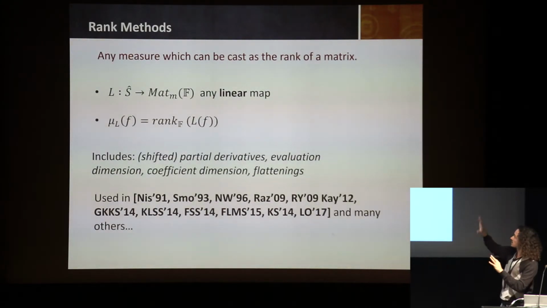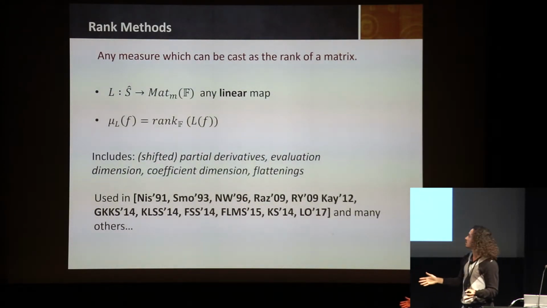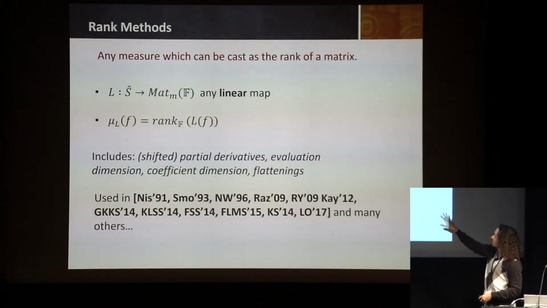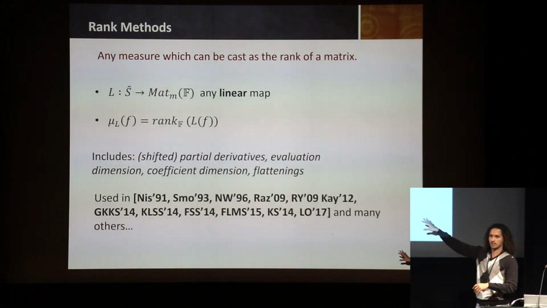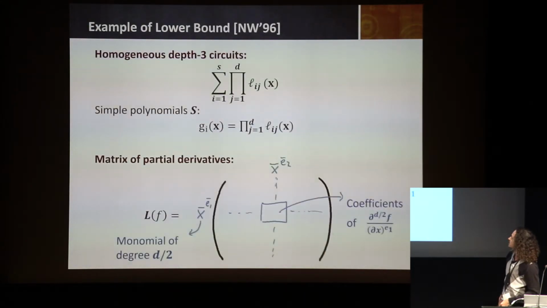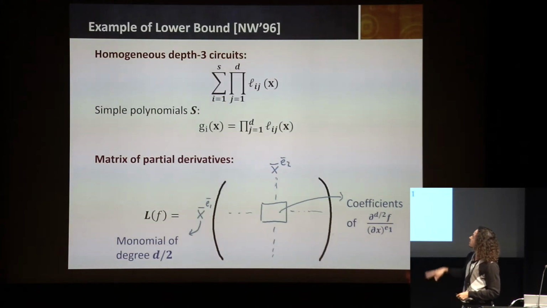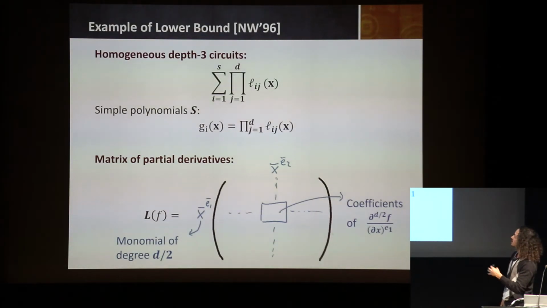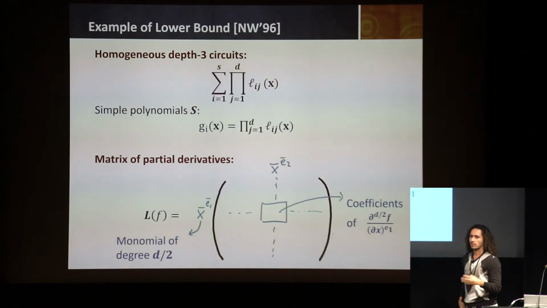This idea includes the partial derivatives method, shifted partial derivatives, evaluation dimension, coefficient dimension, and flattenings, which is something that algebraic geometers care a lot about. I'll show you an example in the next slide, so just bear with me for a second. This was used in many works. So here's an example with the partial derivatives, and let's just look at homogeneous depth 3 circuits. The simple polynomial is just the product of linear forms. Now what is the measure?